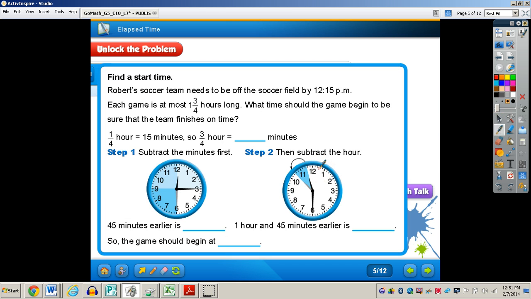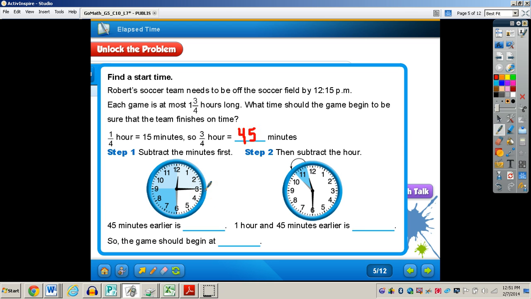So let's take a look at finding a start time now. It says Robert's soccer team needs to be off the soccer field by 12:15 p.m. Each game is at the most 1 3/4 hours long. What time should the game begin to be sure that the team finishes on time? Now we know that 1/4 of an hour equals 15 minutes, so 3/4 of an hour would equal 45 minutes, so that's something we need to know right from the beginning.